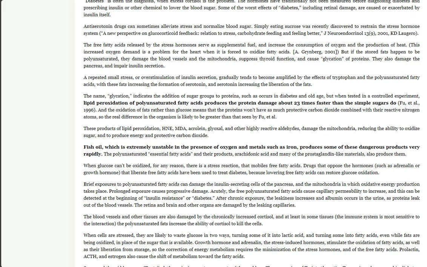Simply eating sucrose was recently discovered to restrain the stress hormone system. And here's a quote: "A new perspective on glucocorticoid feedback, relation to stress, carbohydrate, feeding, and feeling better." Or maybe that's the title, sorry. All right, and it shows where you can find it there.